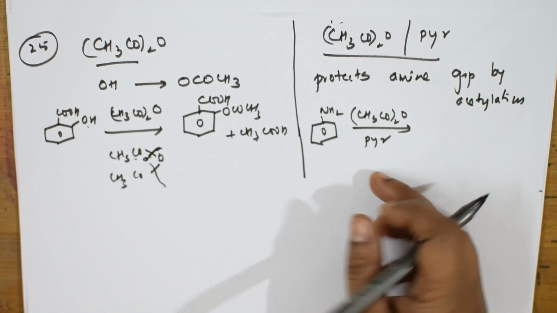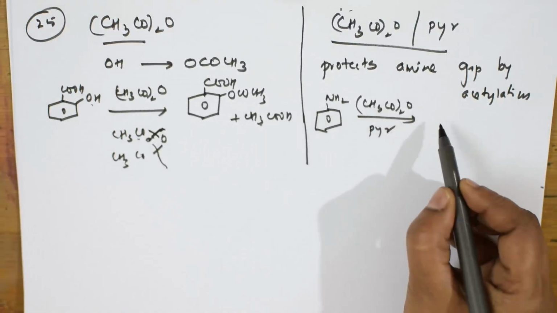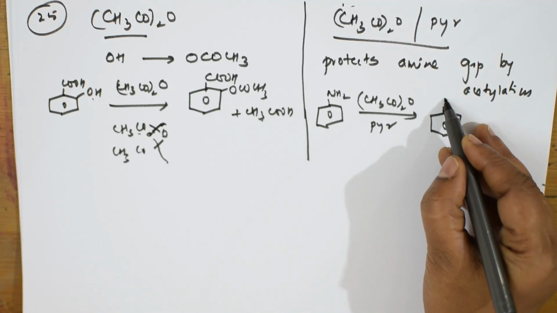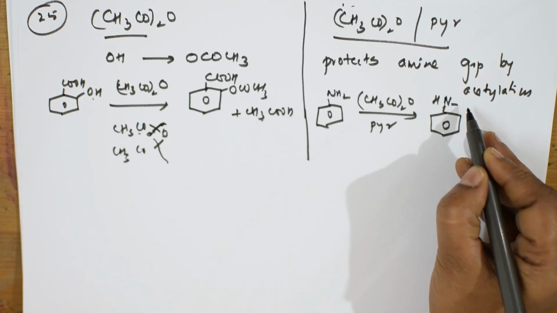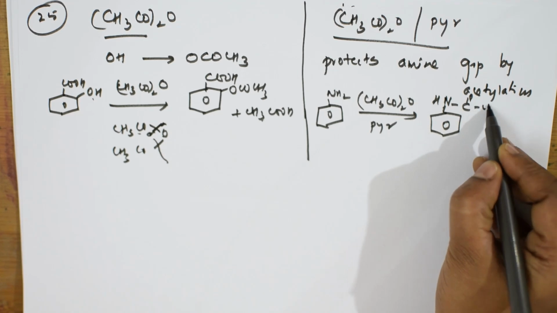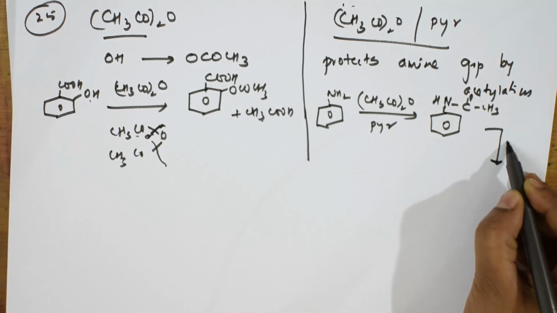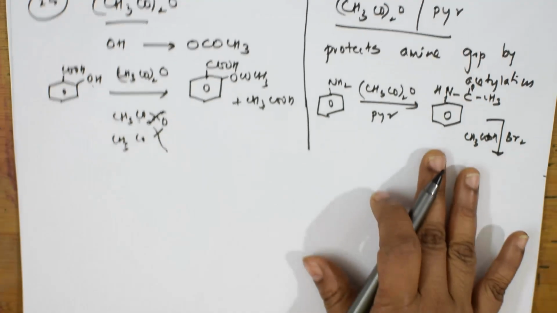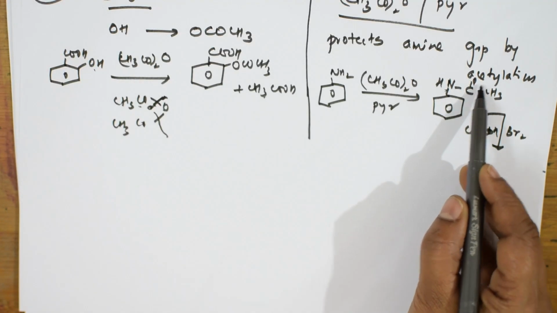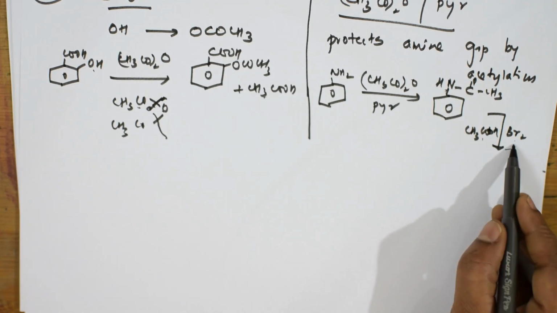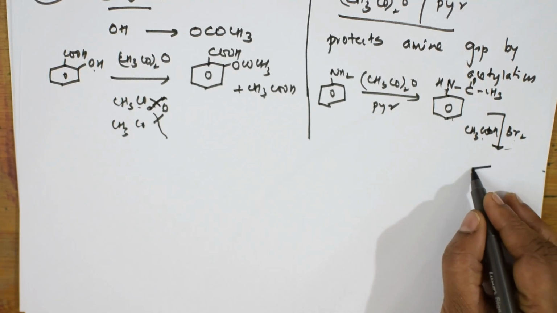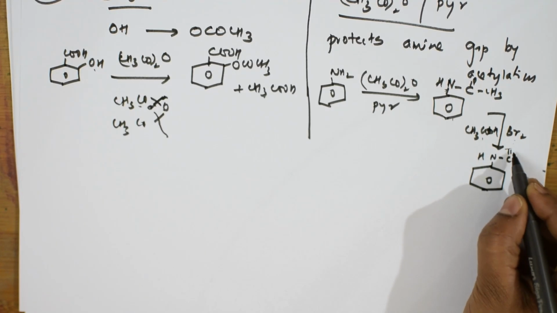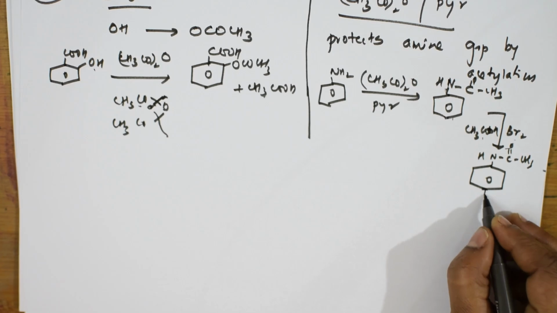But if you have it in the presence of pyridine, I said this group is blocked, means it's protected. What do you get? You get NH C double bond O CH3. Further, when you introduce bromine in the presence of acetic acid, right? Now NHCOCH3, along with acetic acid and bromine, this bromine is introduced at the para position. It is para directing, isn't it? So NHCOCH3 and your bromine is here.